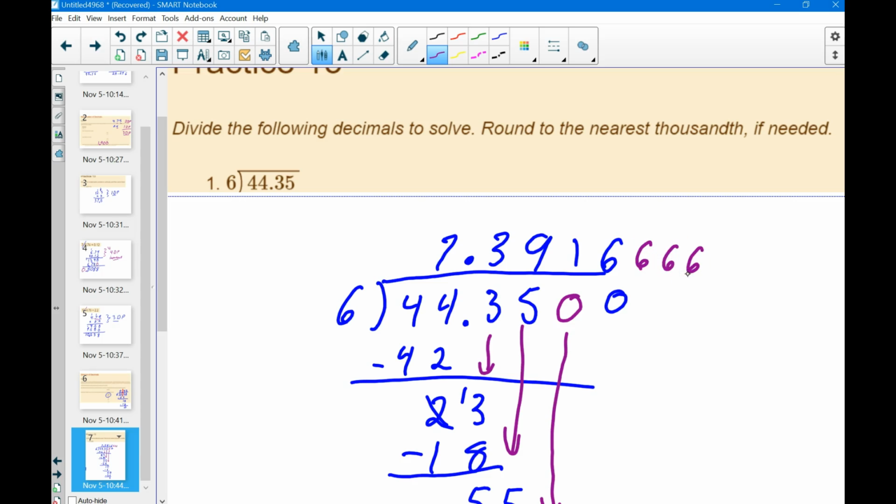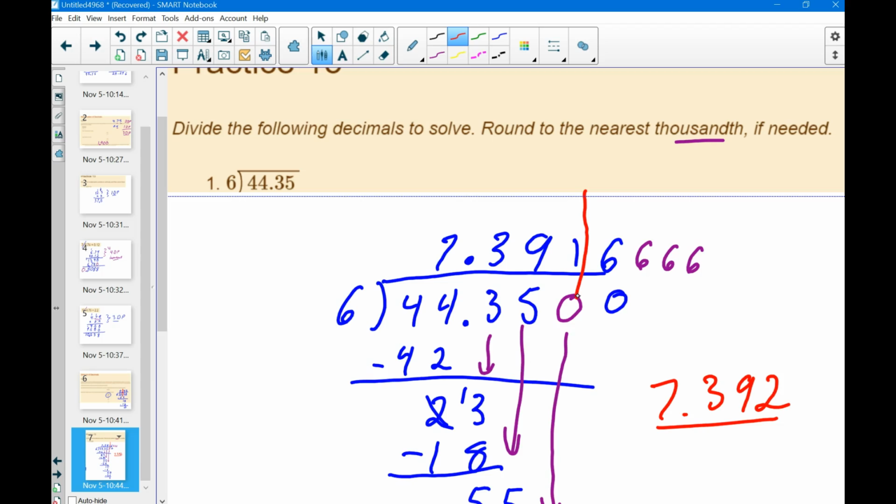But they said round to the nearest thousandth. There's tenths, hundredths, thousandths. So our final answer would be 7.392. There's tenths, hundredths, thousandths. Cut it off right there.